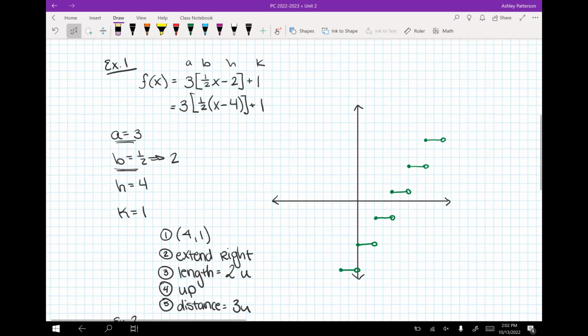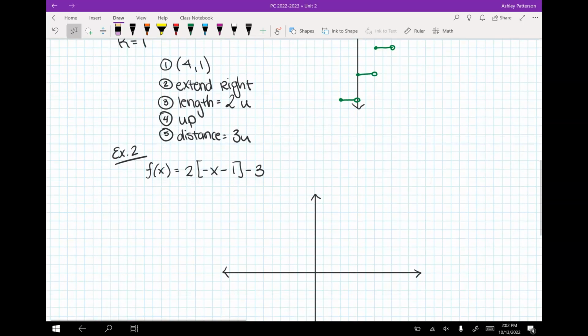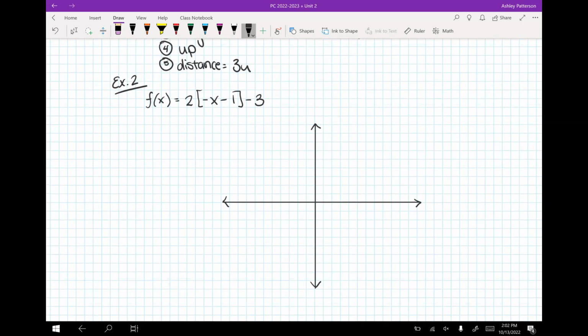Isn't that delightful? So again, if you need to, pause the video and write down these steps. Let's do one more. Oh, get it? Steps, step function. I'm even funny in my video notes. All right, here's our second example. Don't deny it. I'm comical.